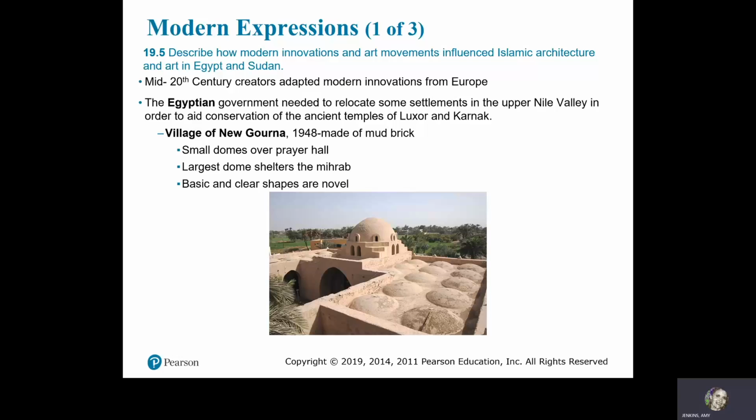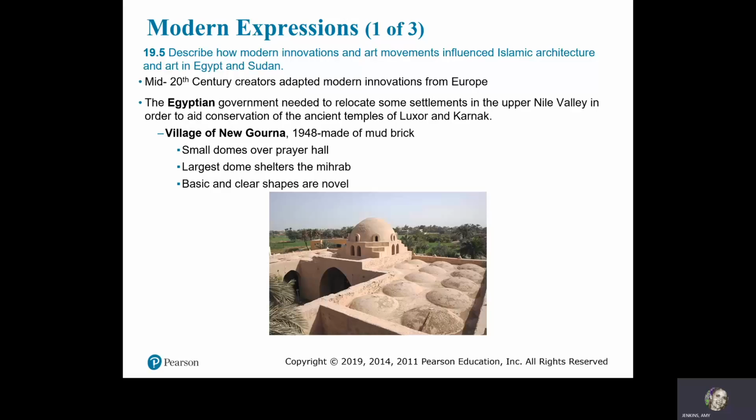Modern expressions describe how modern innovations and art movements influence Islamic architecture and art in Egypt and Sudan. Mid-20th century creators adapted modern innovations from Europe. The Egyptian government needed to relocate some settlements in the Upper Nile Valley in order to aid conservation of the ancient temples of Luxor and Karnak.